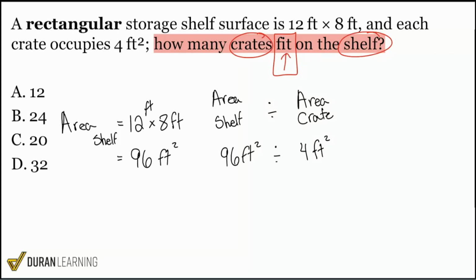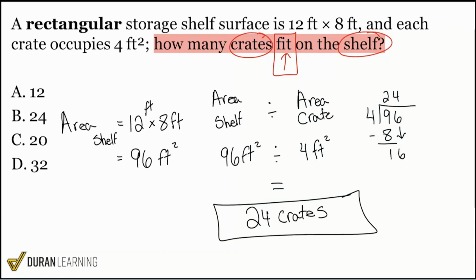So now that we have both of these values, we can proceed to divide. Let's do some long division. 4 dividing into 96. 4 goes into 9 twice. Subtract 8 because 2 times 4 is 8. Then from there, drop that 6 and divide 4 going into 16. That will be 4. So boom, there we go. We have 24 crates that can fit on this storage shelf. And the correct answer here, my party people, is answer choice B.